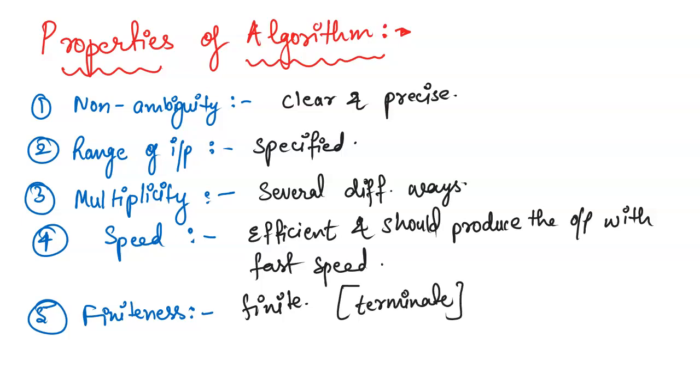In this video, we have learned about the algorithm: what is an algorithm, its characteristics and its properties. So basically, it has 5 characteristics and it also has 5 properties.